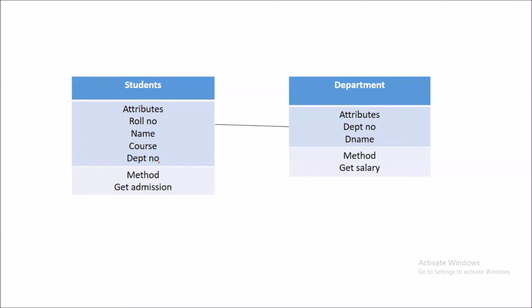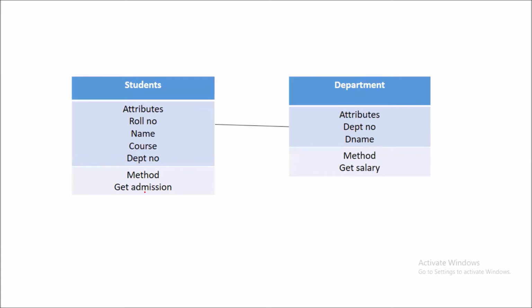In this model, two or more objects are connected through a link. So in this example, we have two objects, student and department, and all data and relationship of each object are contained as a single unit. Here the attributes are roll number, name, course and department. Now in the department object, the attributes are department number and department name.